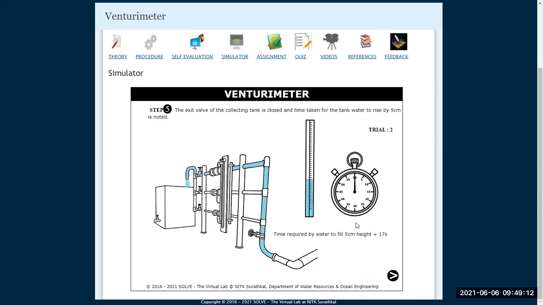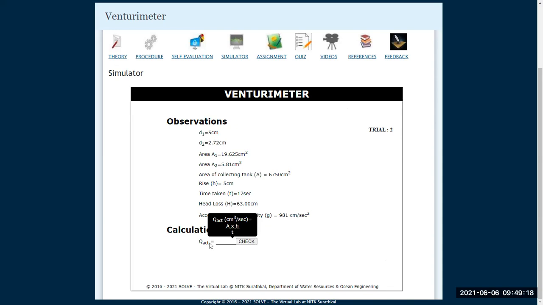So for the second trial, we got the time as 17 seconds. Once you get the time, you have to calculate. A1 and A2 remain the same; only the time and head loss will vary. Then you have to calculate the actual discharge. So actual discharge is AH by T, where A is the area of the collecting tank, that is 6750, into head 5 centimeter divided by time, that is 17 seconds. So you will get the answer as 1985.29. Okay, so the answer is correct.